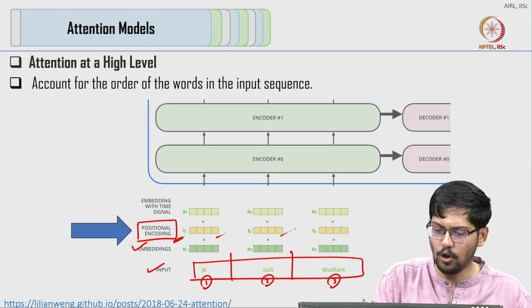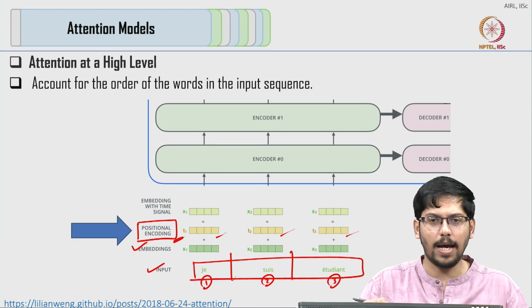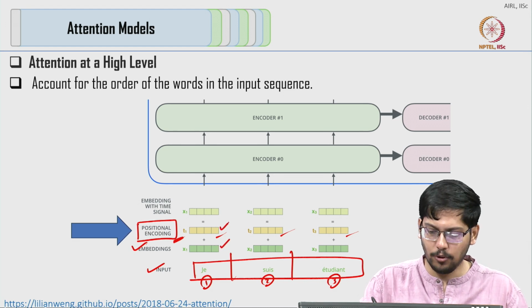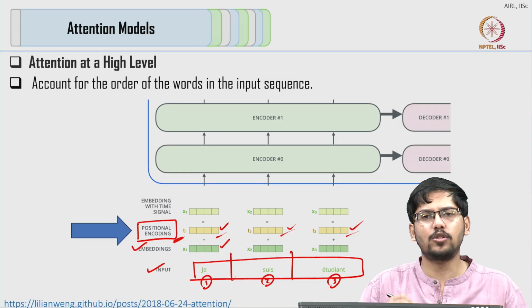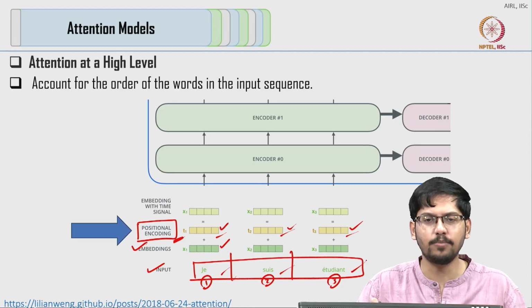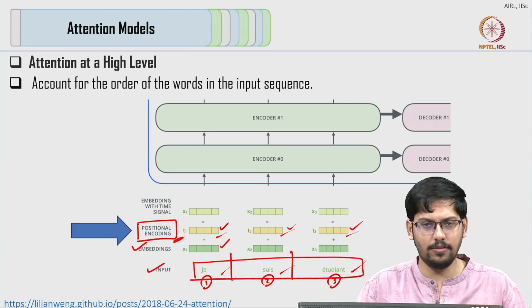Positional encoding's job is to retain this particular information. What happens is for each input we can add positional embeddings, and the job of positional embeddings is to store the order of each of these inputs in the sentence, right. And this is done, let us say, for an NLP task for a sentence.